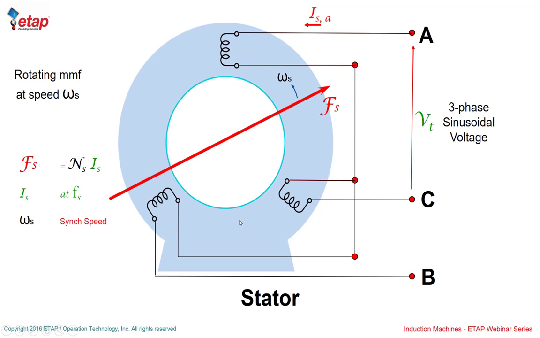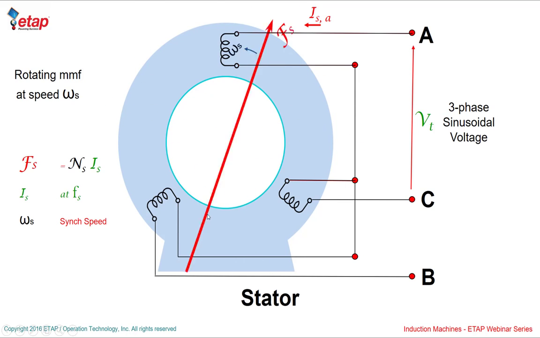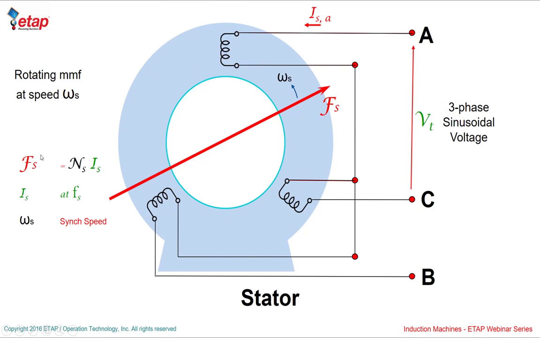And if I go through the process of time, it becomes a rotating magnetic field, and it has a magnitude, of course, N sub s times I sub s, the number of turns of the stator winding. The rotation, omega s, is equal to 2 pi f radians per second, and that's what we call synchronous speed. Now, that's what is created from the stator.